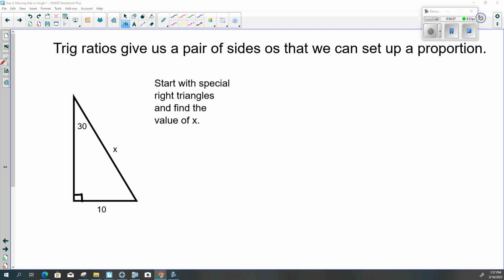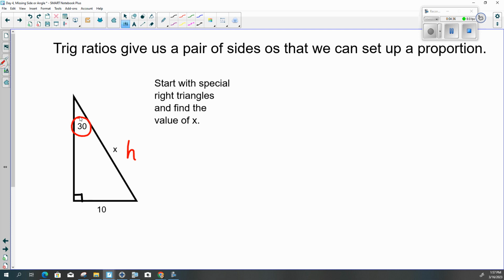Okay, as I look at this, I can see the angle I'm talking about. This is my theta. So I need to kind of think about what other sides they gave me. Which one is the hypotenuse? X. X is the hypotenuse. So sometimes it would be helpful to put a little h by it. So I've got my hypotenuse.